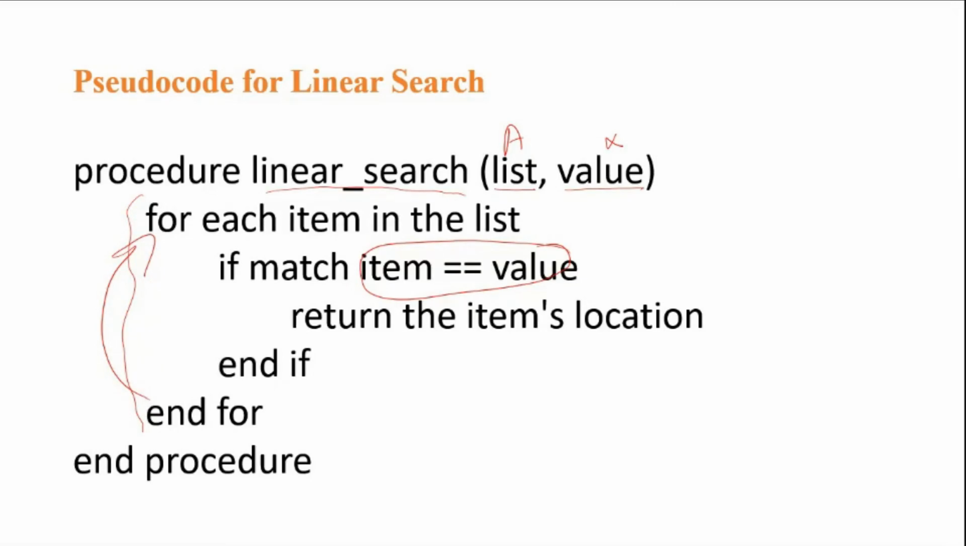And once the item that we are searching for is found, we exit, returning the item's location. Otherwise, we will continue, and at the end, when ending the procedure, we may say that the item is not found. That sort of message may also be given in the pseudocode, though that is actually not necessary. And that is all about the pseudocode for linear search.